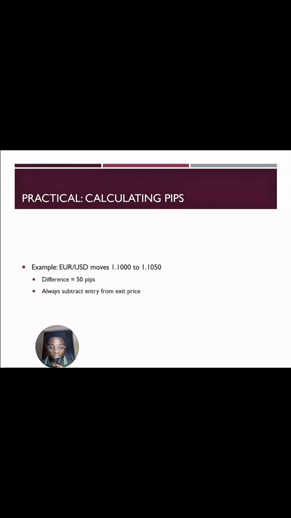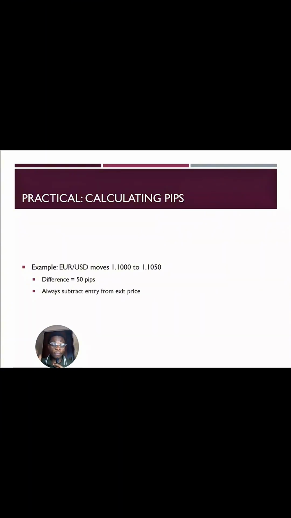So calculating pips simply, we said if Euro USD moves from 1.1000 to 1.1050, the difference is 50, and that makes the pips. So it's simple. This is simply how to calculate pips, and always subtract the entry from the exit.